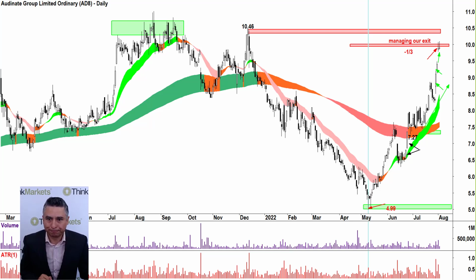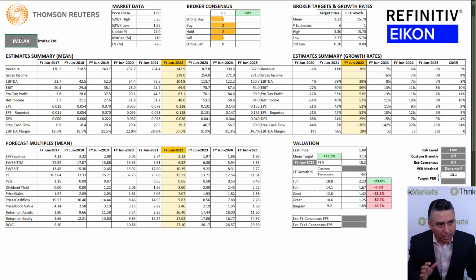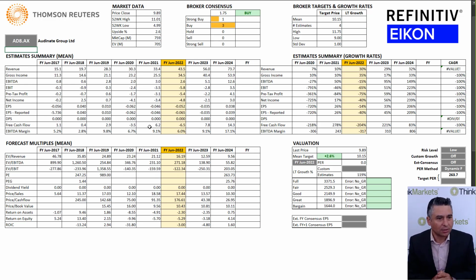I know, on the fundamentals, you're going to say, oh, Audinate's fundamentals are fantastic, and it's one of those industry standards. Well, that's all talk to me. I prefer to look at the demand and supply interaction on the chart.